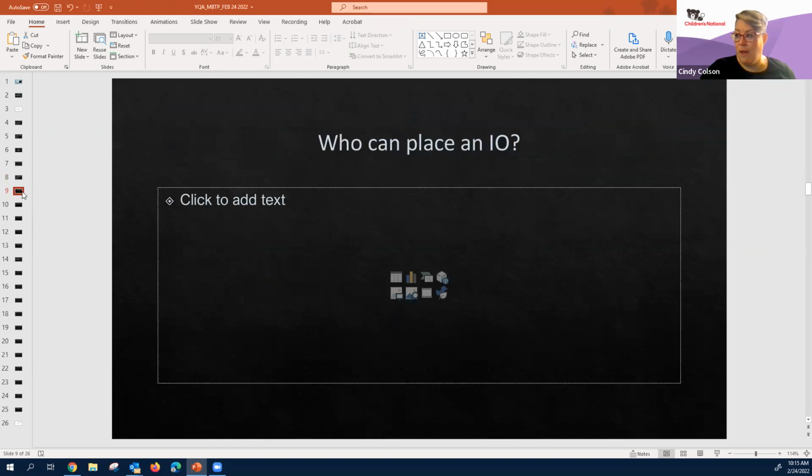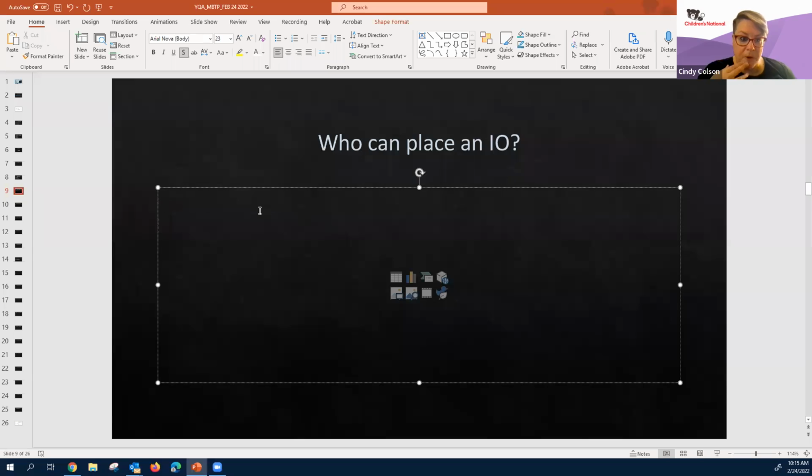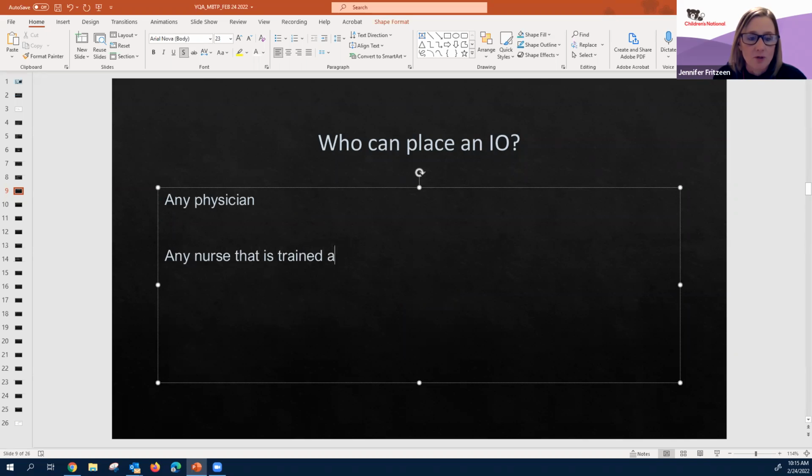All right, who can place an IO? I will tell you, Jen, that this question was asked in about 4 different ways. Any physician can place an IO. And I believe that there are nursing competencies around the IO. I believe the emergency department nurses who work in the code room have IO placement as part of their competencies, so as long as those are completed, nursing can do that. Transport also, yes.